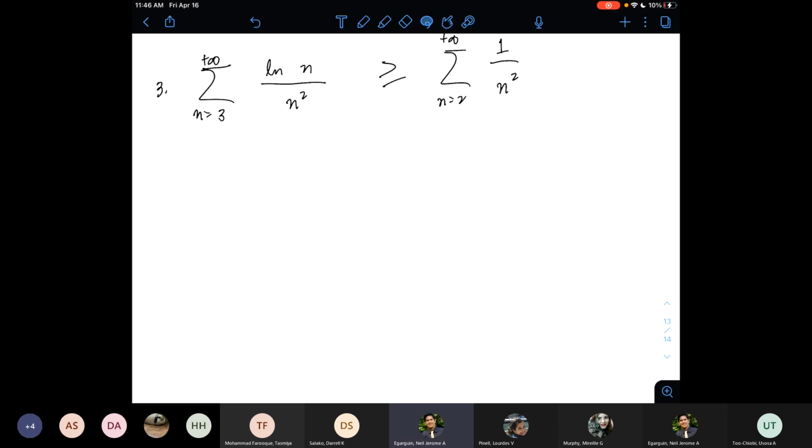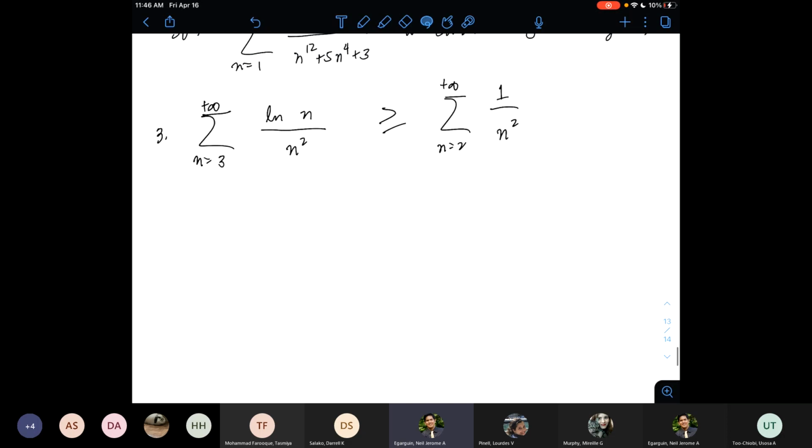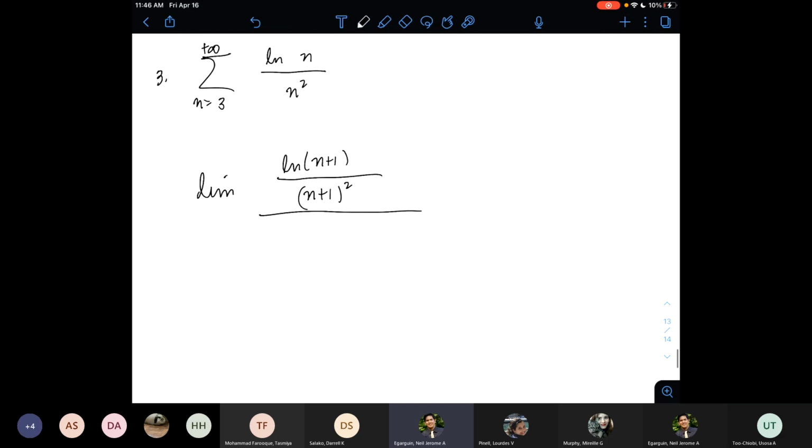What are the other tests at our disposal? The ratio test? Well, if we do the ratio test, we'll be taking the limit of ln of n plus 1 all over n plus 1 squared, all over ln n over n squared, as n approaches infinity.